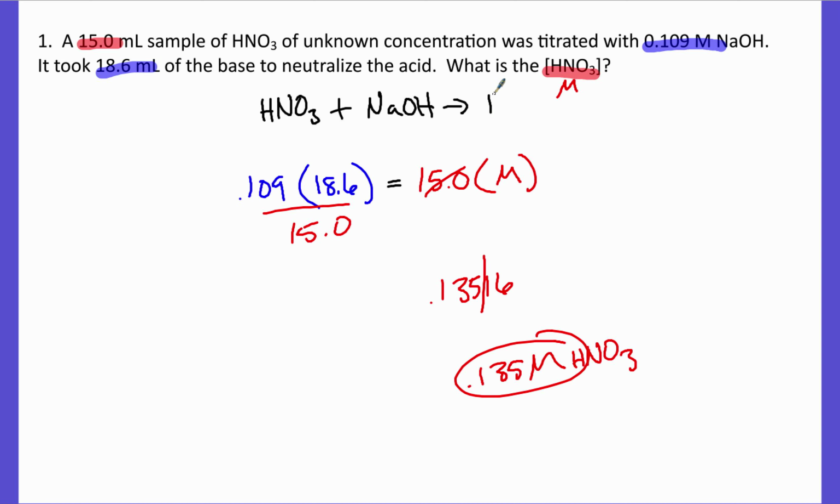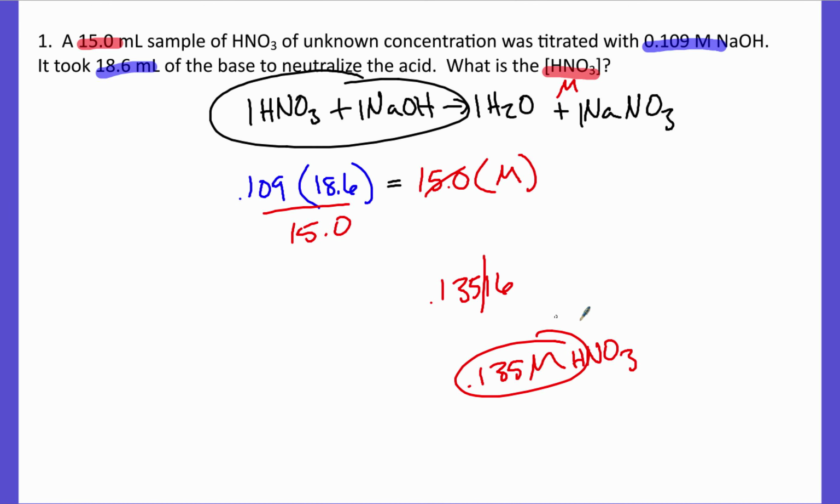I'm going to make a water, and I'm going to make salt, right? It happens to be sodium nitrate in this case. But when I balance this, it's all 1 to 1 to 1 to 1. This is a 1 to 1 ratio. I'm allowed to use this equation if it's a 1 to 1 ratio, and only if it's a 1 to 1 ratio.